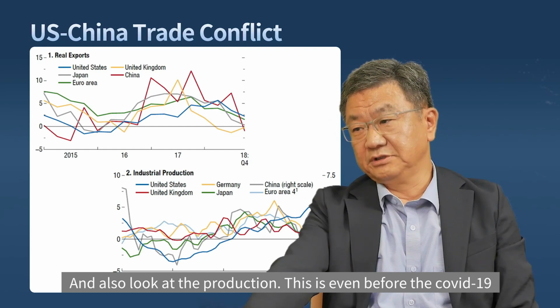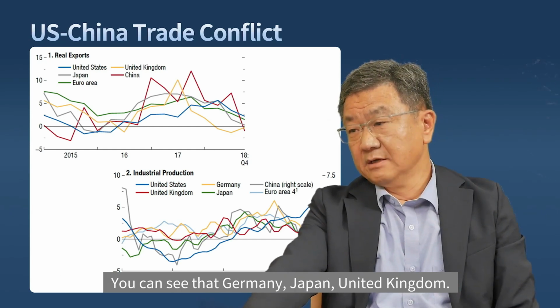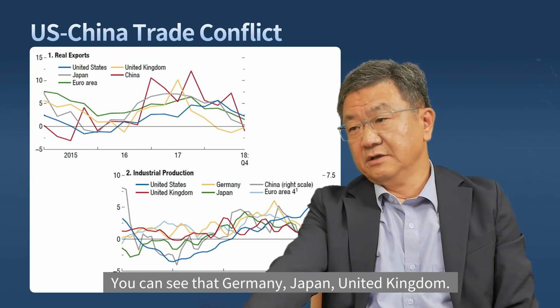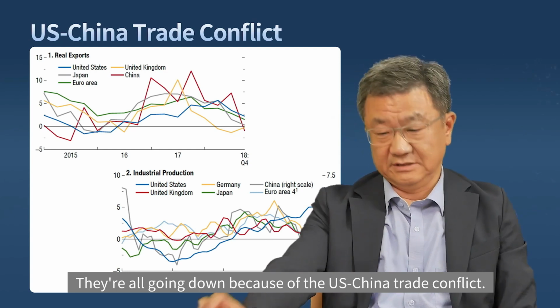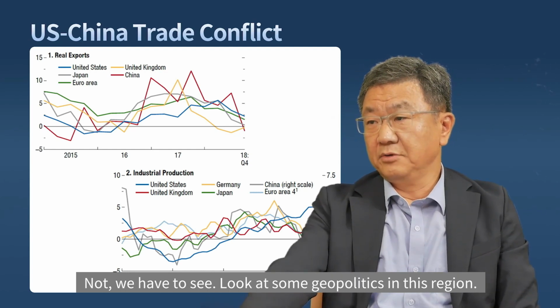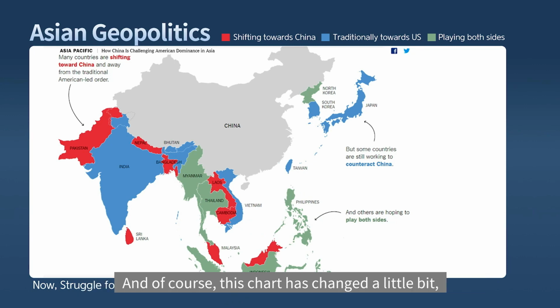And also look at the production. This is even before COVID. You can see that Germany, Japan, United Kingdom, they're all going down because of the US-China trade conflict. Now we have to look at some geopolitics in this region. And of course, this chart has changed a little bit, I think. You can see that the blue are the countries which are kind of pro-United States, right?